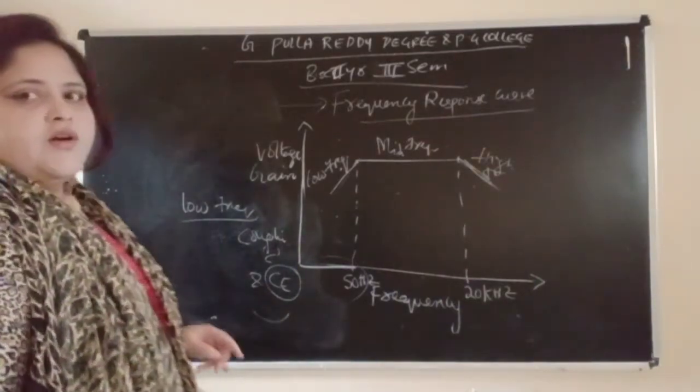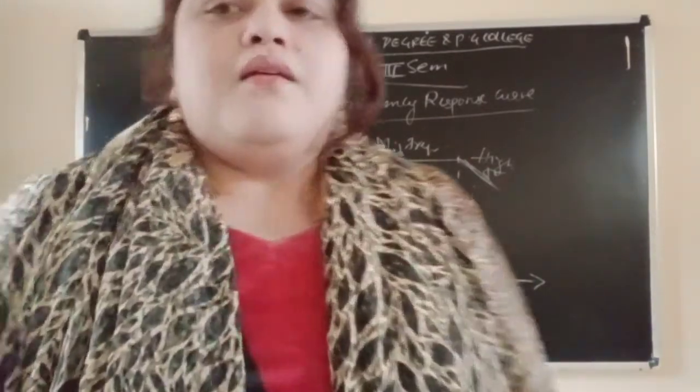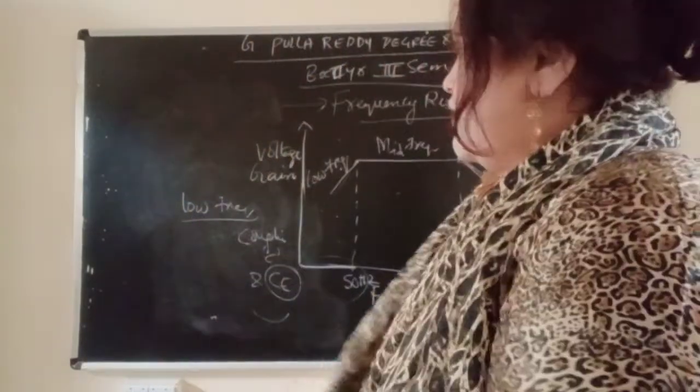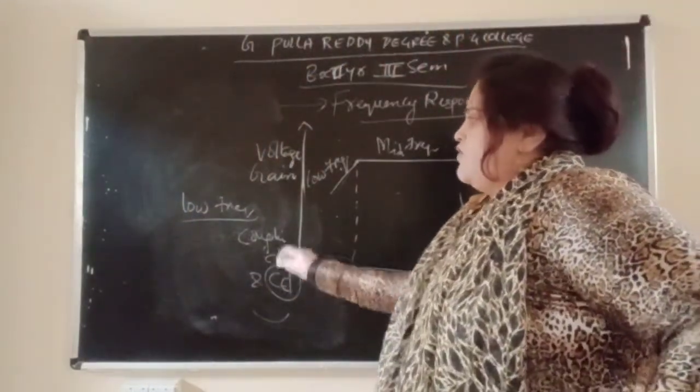So what is the range of low frequency? Less than 50 hertz. Since its range is less than 50 hertz, the gain will decrease. Why is the gain decreasing? Because of two components in the circuit: one is the coupling capacitor C and the other one is the emitter bypass capacitor CE. So this is the problem of low frequency.